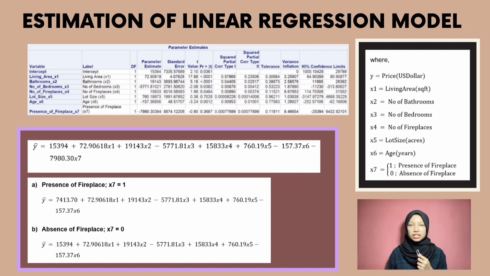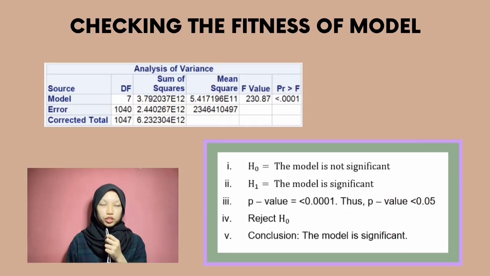This is the first linear regression model. So we take the value of betas from the parameter estimates and also we state the linear regression model for the presence of fireplace and also absence of fireplace. For checking the fitness of the model, by using the F-test, the model is significant because the p-value is less than 0.0001, thus the p-value is less than alpha 0.05.